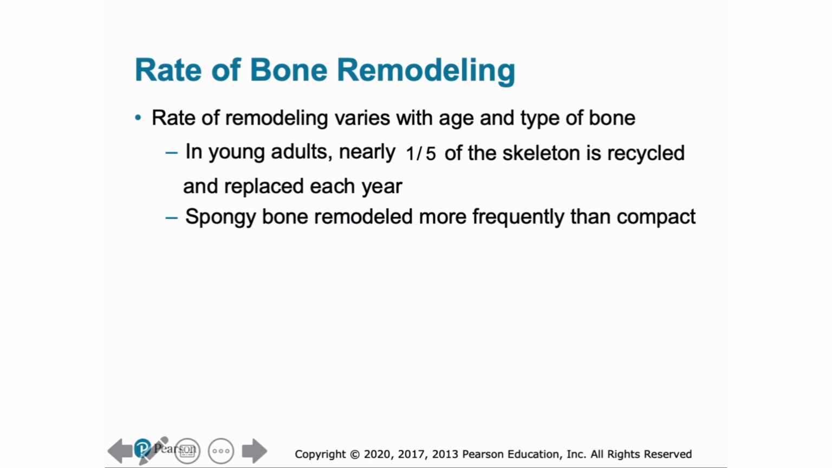The ability of bone to remodel, that is, to build new osteons and to remove existing bone matrix, is quite high. We could say that the turnover rate for bone matrix is quite high. In young adults, almost 1/5 of the skeleton is recycled or replaced each year. Now, not every part of every bone is affected at the same rate. For example, the spongy bone in the head of the femur may be replaced 2 or 3 times a year, but the compact bone along the shaft remains largely untouched.